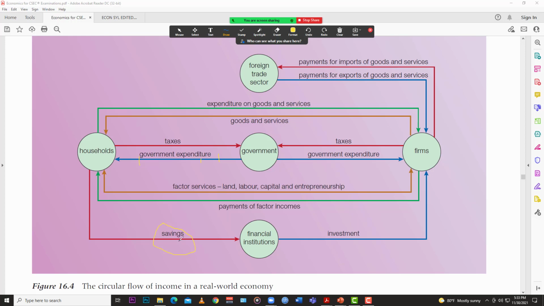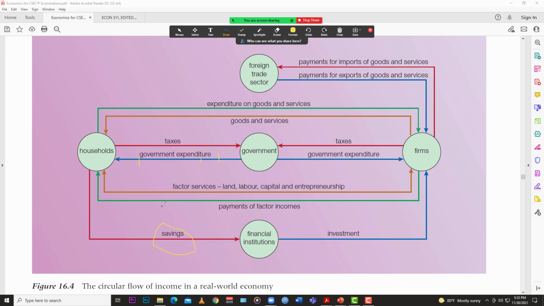So when the household chooses to save their money, that is a leakage out of the system. They're taking monies out of the system and putting it into the banks, away from being used by the household or the firm. That is represented by a leakage. Savings is a leakage because it's no longer being spent on the firm to buy goods or services. This money is now stored away, stashed away, not in the system. So that represents a leakage.